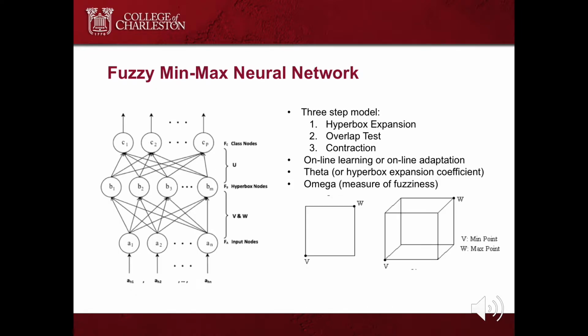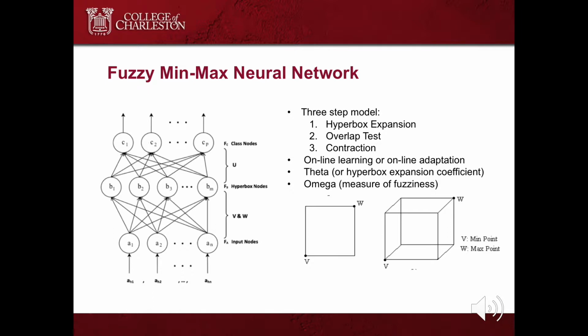So looking at the fuzzy min-max neural network, this is a three-step model. It has a hyperbox expansion phase. The expansion phase is followed by an overlap test, which we will cover in the next slide. And that is followed by the contraction phase. So when presented with new data, you start with the input nodes, the input layer, and the class nodes layer. And through the expansion phase, the algorithm generates hyperboxes.